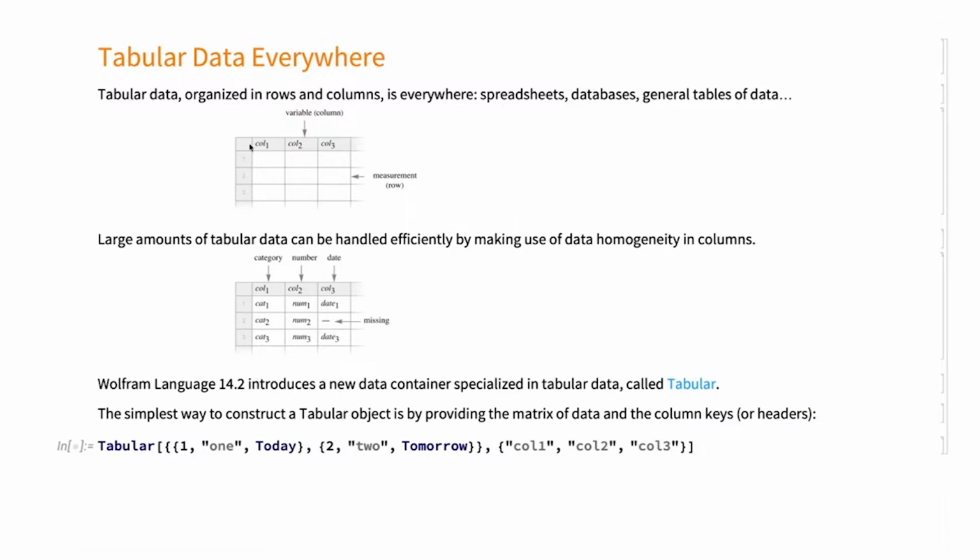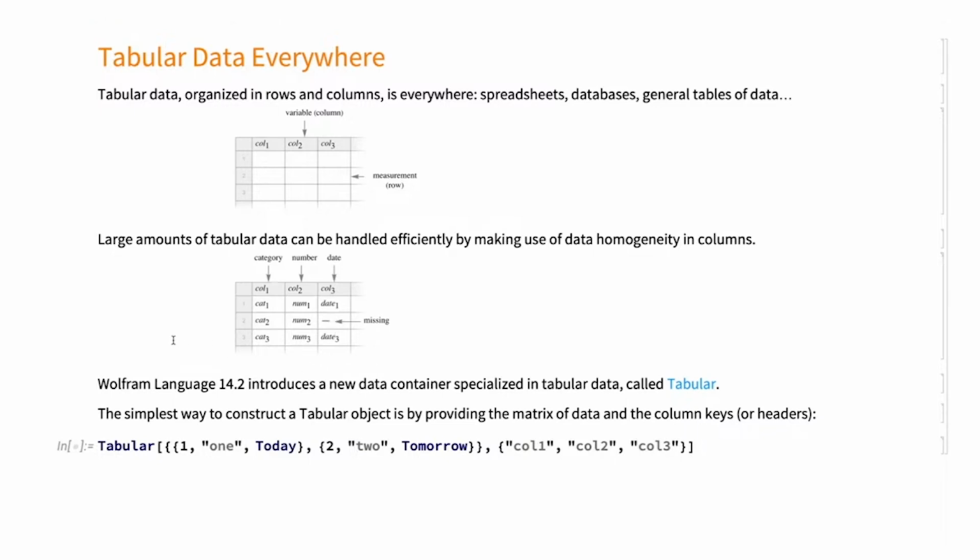Typically, we will have just a few or a moderate number of columns, but the number of rows can be huge. So these large amounts of data can be handled efficiently by making use of homogeneity of types in the columns. So typically, we will have all the elements in one column being categorical data or numbers or dates or some other things. And some of the elements can be missing.